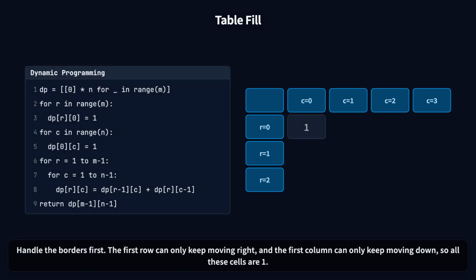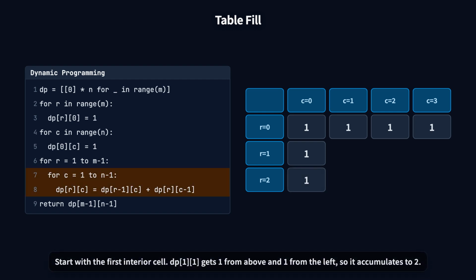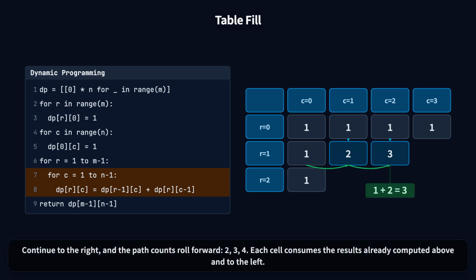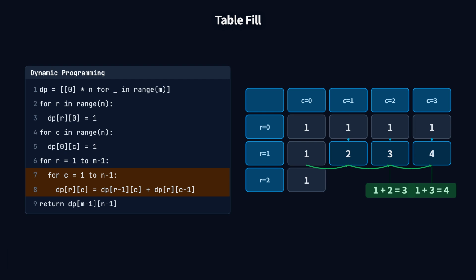The first row can only keep moving right, and the first column can only keep moving down, so all these cells are 1. Start with the first interior cell. DP[1][1] gets 1 from above and 1 from the left, so it accumulates to 2. Continue to the right, and the path counts roll forward. 2, 3, 4. Each cell consumes the results already computed above and to the left.